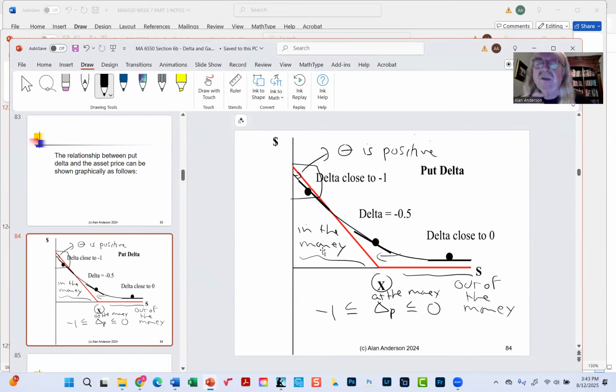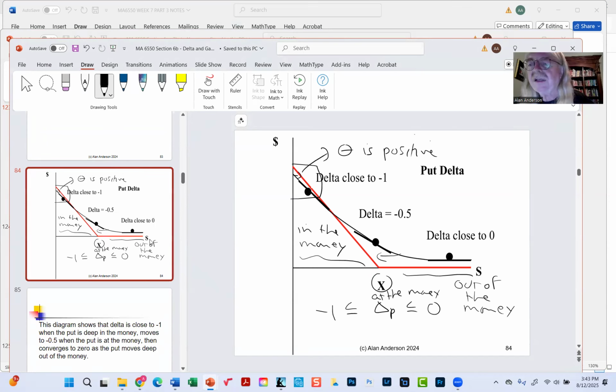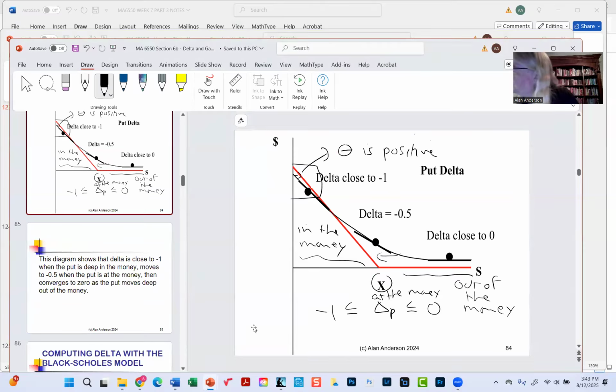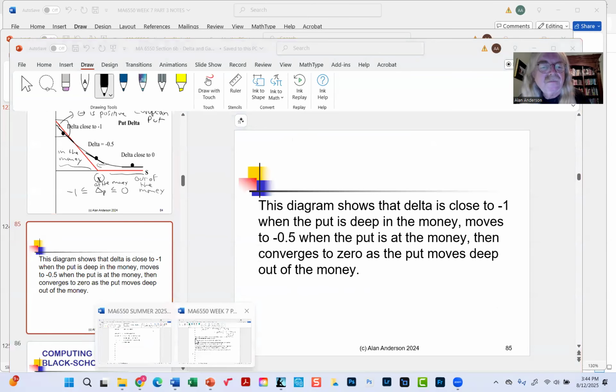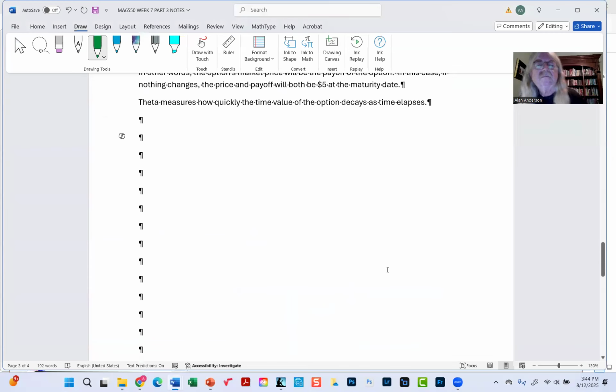And by the way, with American options, it's not going to happen because of the fact that we can exercise early. I should have labeled this. This is a European put. With an American put, because you can exercise early, you won't run into the situation. So let me just quickly sketch that out. Oh, let's not use green here.